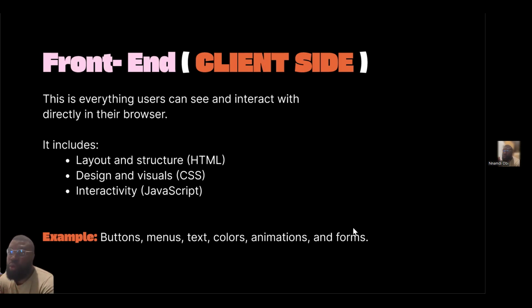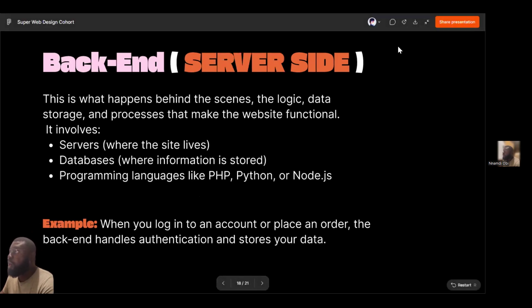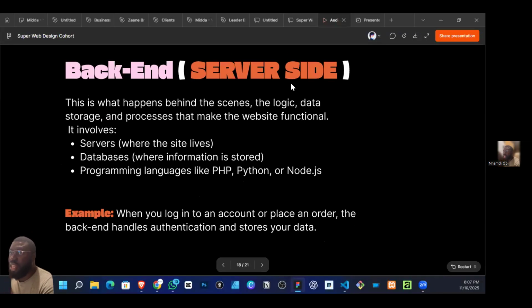And then you use CSS to say, okay, now that we have a body, change the entire body of this website to black. Change the entire body of this website to green. Do you understand? Then we have interactivity: when I click or when I hover, turn to red. So buttons, menus, text, color, animations, and forms all make up the front end. That's what makes up the front end.